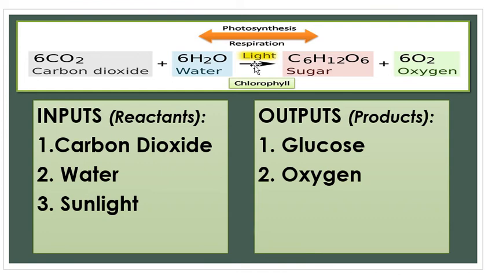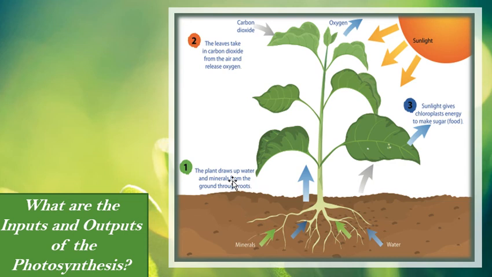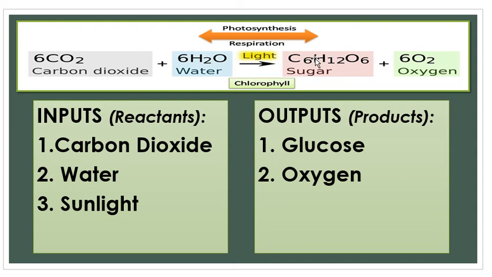And then, we have light or the sunlight. So, going back here, here are the inputs: water, which includes also minerals, carbon dioxide, and sunlight. Those are the inputs or reactants. And for the outputs, we have glucose again. Glucose is the sugar that is C6H12O6. And also we have oxygen.